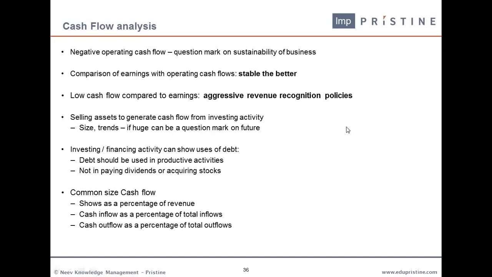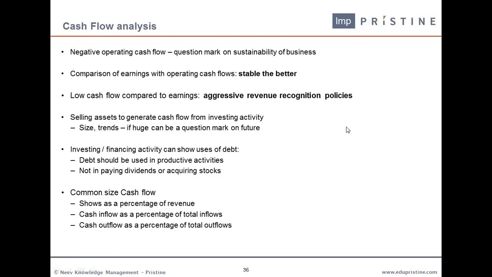Similarly, if the earnings are stable over the years, we can say the company is in a better position. And if you have low cash flow when compared to earnings, you can say aggressive revenue recognition policies of the company. So these are the results that you can interpret using the cash flow statement.